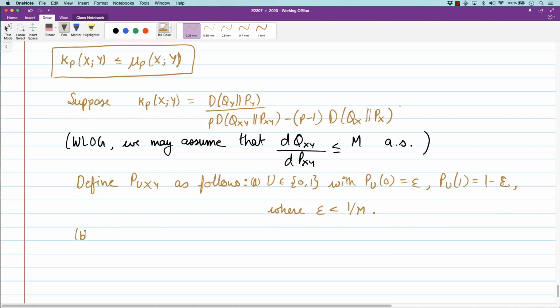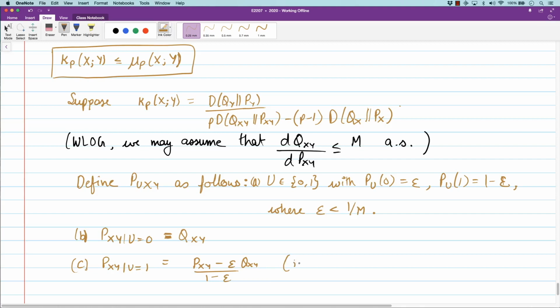The second part of the definition is: p_xy given u equal to 0 is the same as q_xy. Then p_xy given u equal to 1 equals p_xy minus epsilon q_xy, divided by 1 minus epsilon.